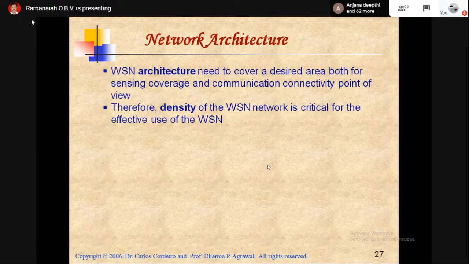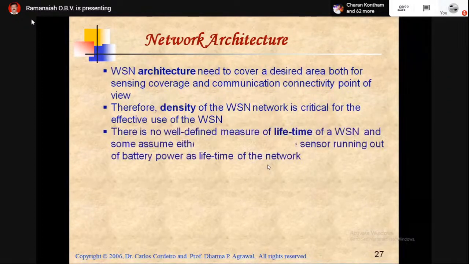What is the main motto of network architecture? It should cover the area for both sensing as well as communication without any gap. There should not be any voids. So density is very important. You have to ensure the density of the network. Density means how closely the sensor nodes are deployed. It should not be haphazard, with more nodes densely at one place, while at the other place you hardly find sensor nodes, some area is not at all covered, there is a big gap. That should not happen. So that's why density is very critical.